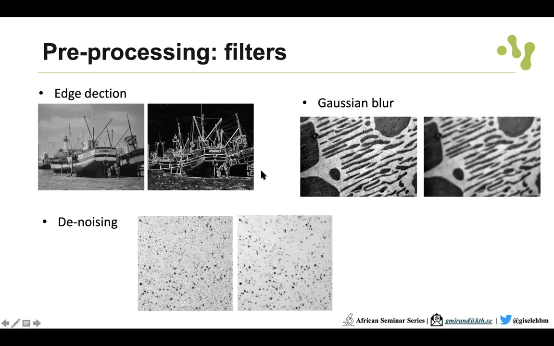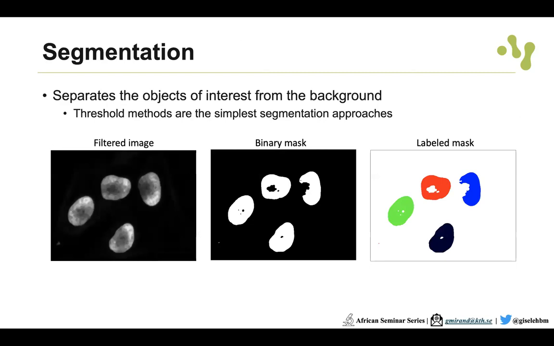Filters can be used not only for denoising, but also for edge detection or to blur the image. So there are different types of filters. These are known as convolution filters, but we also have filters, for instance, that work in the frequency domain and so on. So here, these are examples of convolution filters, but there are different types of filters.